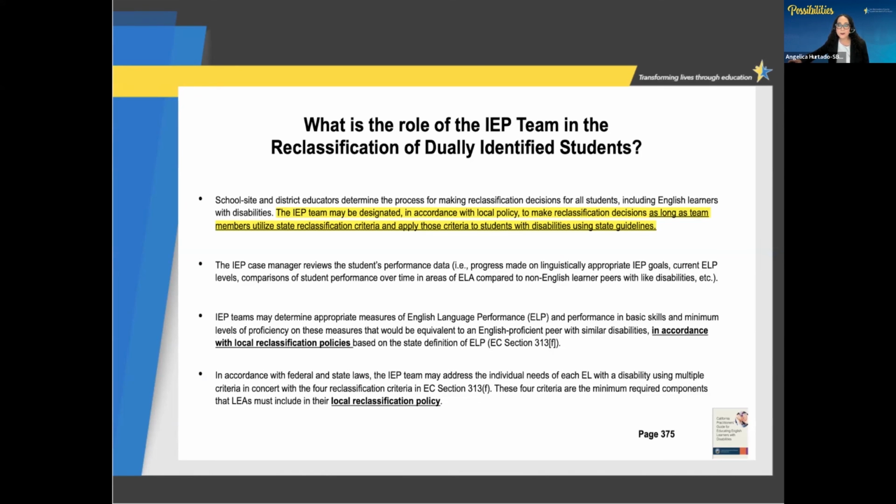So IEP teams may address the individual needs of each EL with a disability using multiple criteria, so using multiple measures with the 4 reclassification criteria. And they are saying that the 4 criteria are the minimum required components that the LEAs must include in their local reclassification policy.